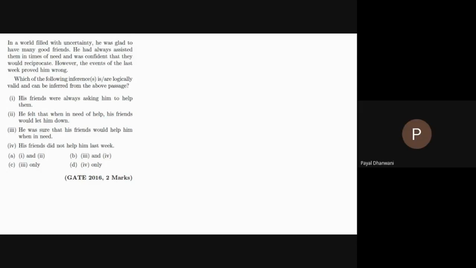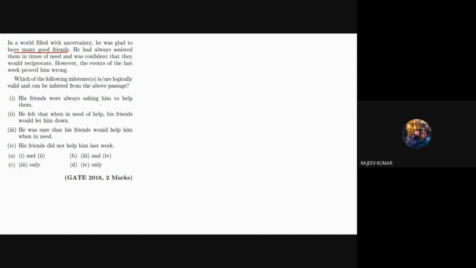Sir, option B. Okay. Let's see what can be the correct answer over here. In a world filled with uncertainty, he was glad to have many good friends. So he had many good friends. That is the first thing. He had always assisted them in times of need and was confident that they would reciprocate. Reciprocate basically means they will also help him in his time of need. However, the events of the last week proved him wrong. So in the last week they didn't actually support him. Now, which of the following inferences is logically valid and can be inferred from the above passage?